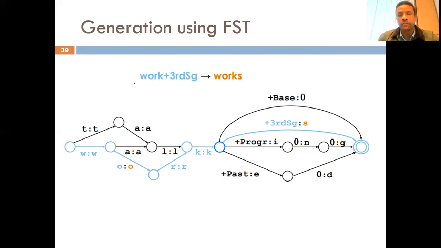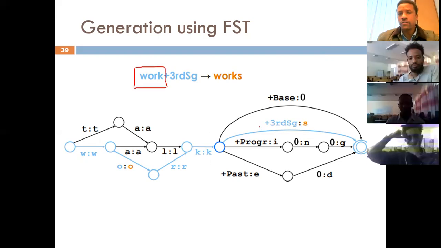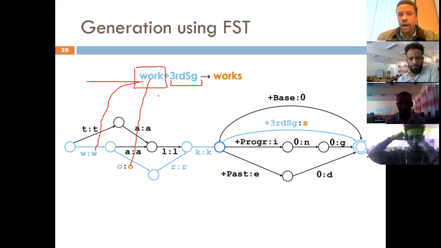So if I give you the word work, and if I ask you to make it third person singular, what do you do? Mind you, we are going to follow the same step. W, as you can see, will be linked with W, O would be linked with O, R would be linked with R, K would be linked with K, because it means whenever I give you W, you'll give me W. Whenever I give you O, the output will be O.